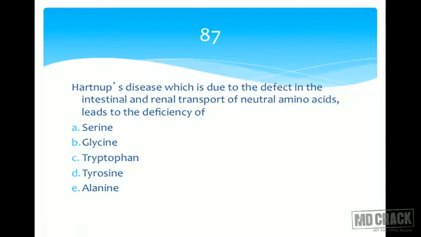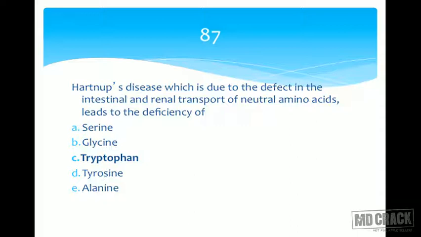Hartnup's disease, which is due to the defect in the intestinal and renal transport of neutral amino acids, leads to the deficiency of serine, glycine, tryptophan, tyrosine, alanine. The answer should be tryptophan. Remember, in Hartnup's disease, tryptophan is deficient. Tryptophan deficiency leads to deficiency of niacin or NAD. NAD deficiency will lead to pellagra. Niacin deficiency leads to pellagra. So the 3 Ds: diarrhea, dementia, dermatitis, and finally death can happen in Hartnup's disease.